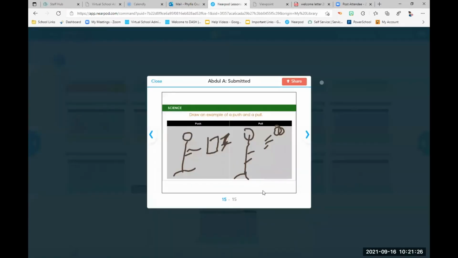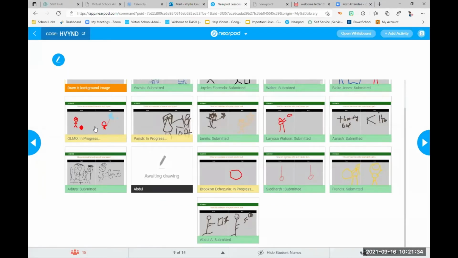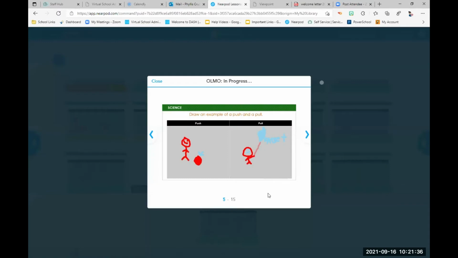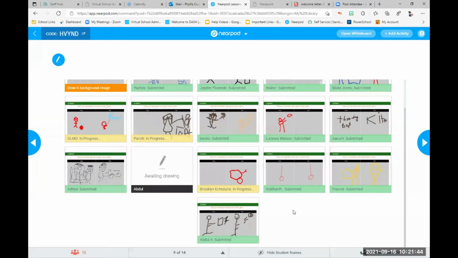Yes. Oh, look at this. Abdul. Oh, I see it. You're catching the ball. That's pulling. You're right. You can show mine. I'm working on it. Don't unmute. Okay, let's see. Almo, very nice. Oh, look at the kite. And he labeled it. Oh, Almo, you are totally right there with me.